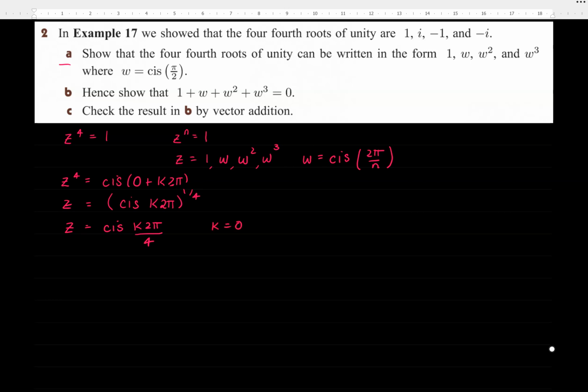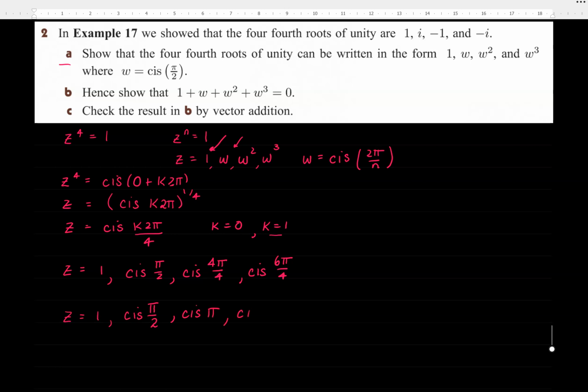When k is 0, that's when we get z is 1. Then when k is 1, that's when we'll actually just get the w, and so on and so forth. So we'll end up with z equals 1 when k is 0. When it's 1, we end up with cis 2 pi on 4, which is pi on 2. When k is 2, just times these by 2, right? 2 2s are 4 pi, and so on. That becomes cis pi.